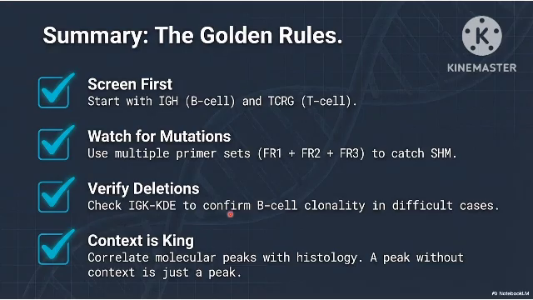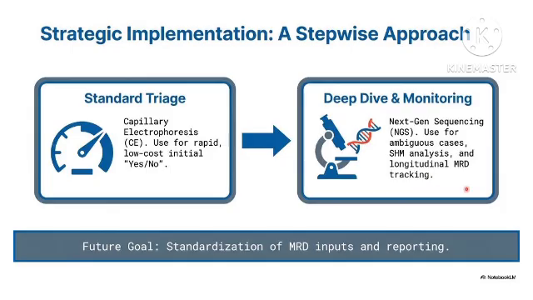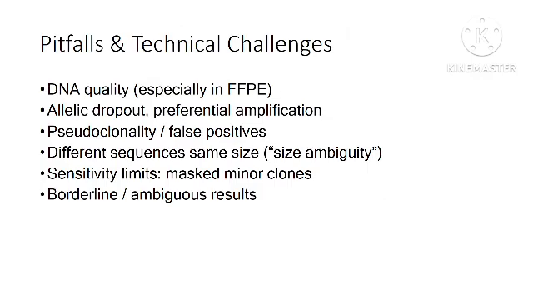Always, context is king. A peak is just a peak without the proper clinico-pathological context. The pitfalls and technical challenges with PCR are DNA quality, allele dropouts, preferential amplifications, pseudoclonalities, and size ambiguity. Different sequences can have the same size. It doesn't mean that they are clonal.